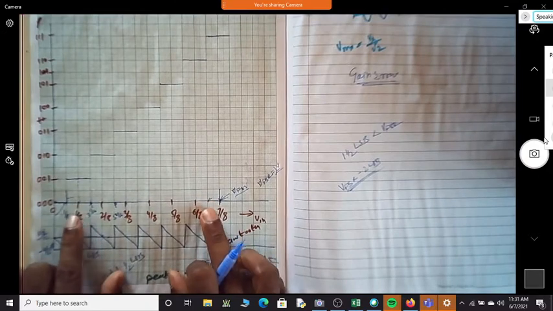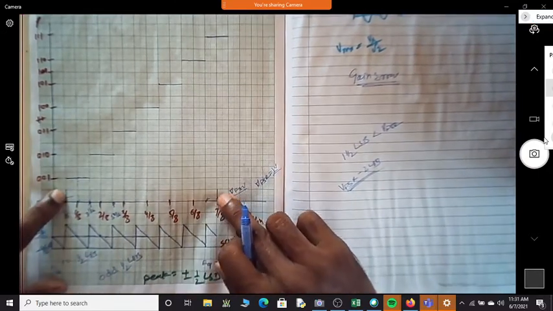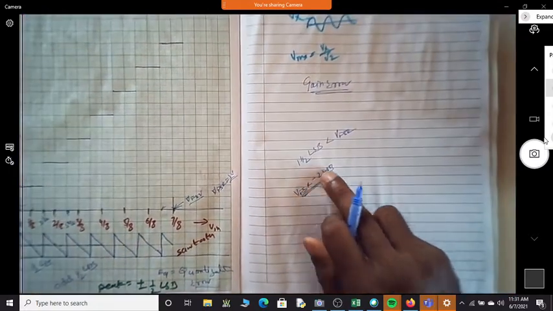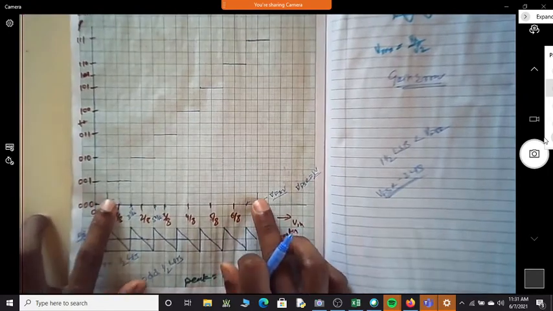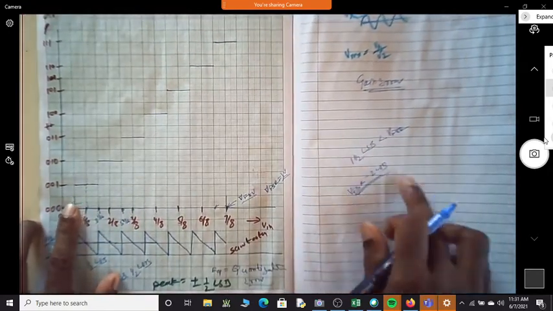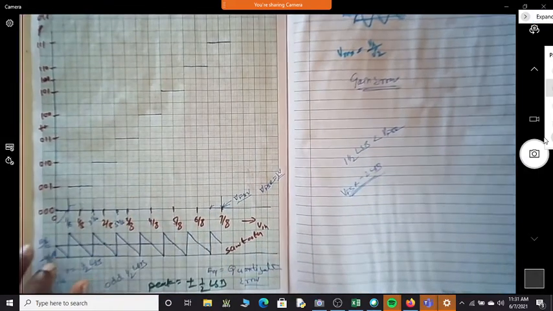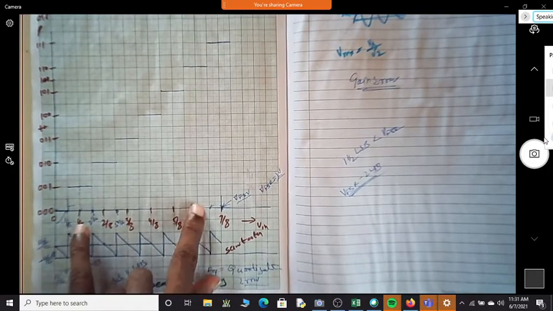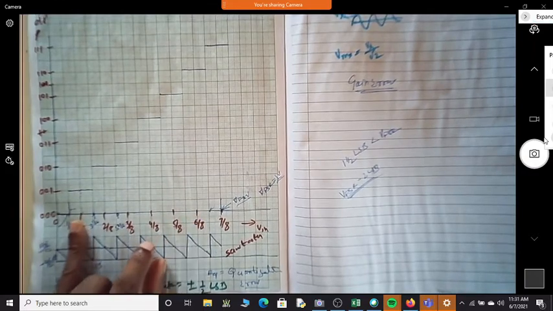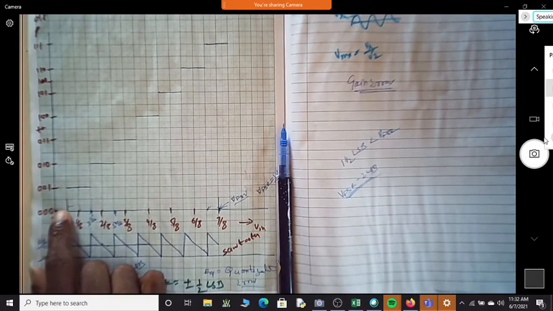There is no gain error if the separation between the first transition and last transition is equal to VFSR minus 2 LSB. If the separation is other than this, then I'll say there is a gain error. If there is a gain error, then I need to adjust the gain such that the error is nullified.